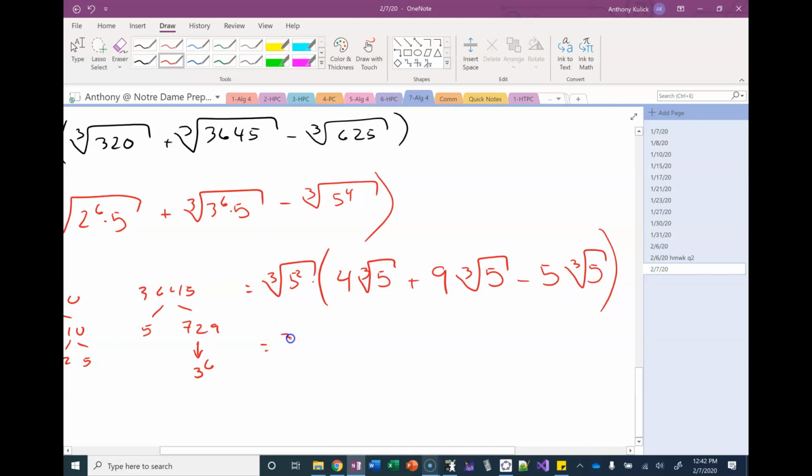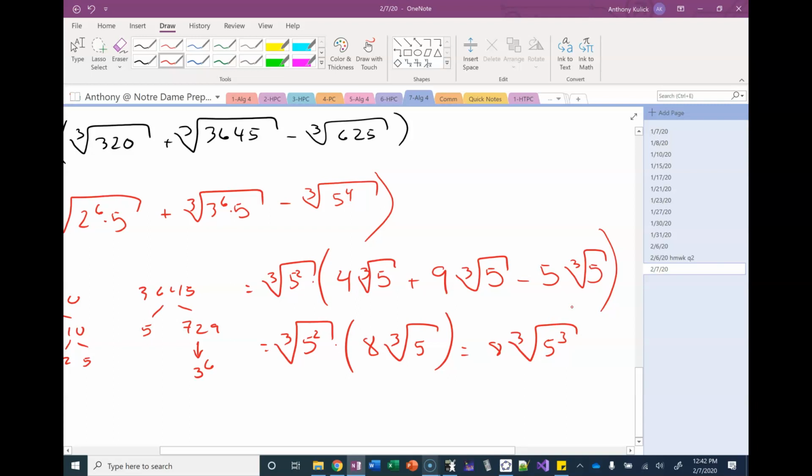Now, I'm going to go ahead and combine my like terms. So the cube root of 5 squared, I'm just going to leave out front. So I have 4 and 9 is 13, minus 5 is positive 8. Happy with that? If I multiply then the radicals, that's 8 cube root of 5 to the 3rd.